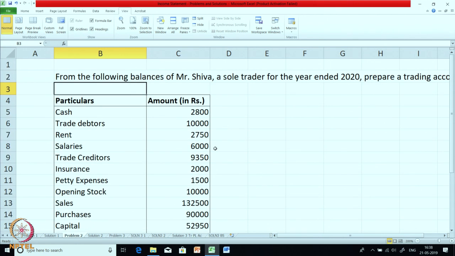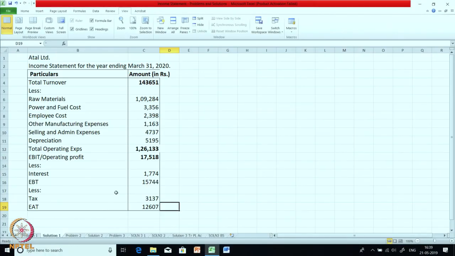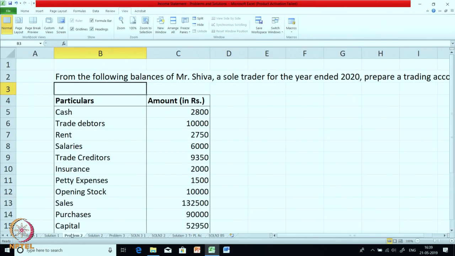Certain items have been given and from this you have to make a profit and loss account. But now we are going to make it in two levels, first the trading account and next the P&L account. The trading account is the upper part of the P&L, where we will record those items which are directly related to trading or manufacturing. This is a horizontal form of P&L we will make.